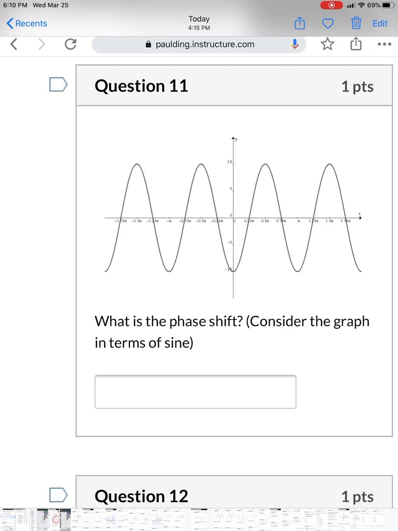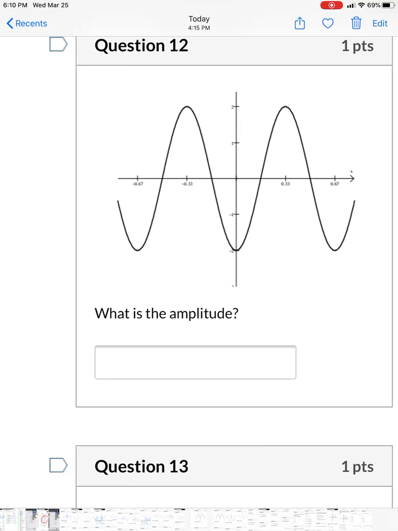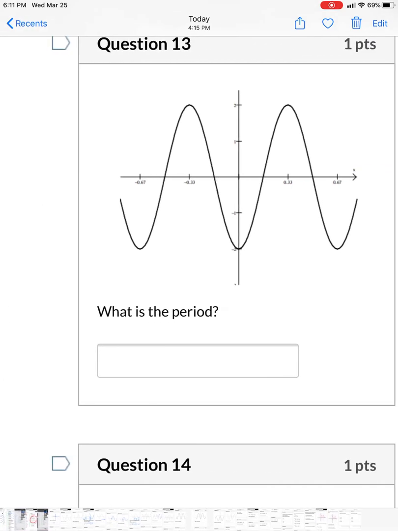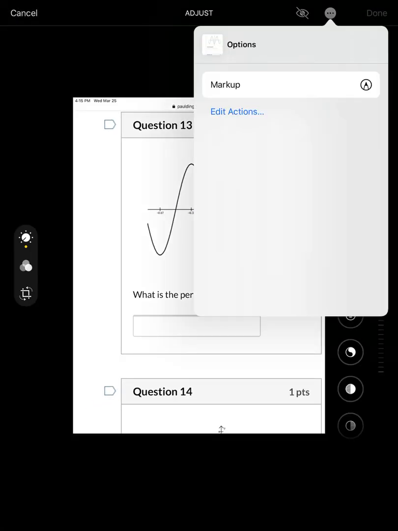Phase shift. Okay, how far did I move over? How far did I move over from the y-axis? I think that one's pretty simple to do, right? Amplitude. How far you stretch up the graph, down the graph. The period of this one's a little bit more difficult.